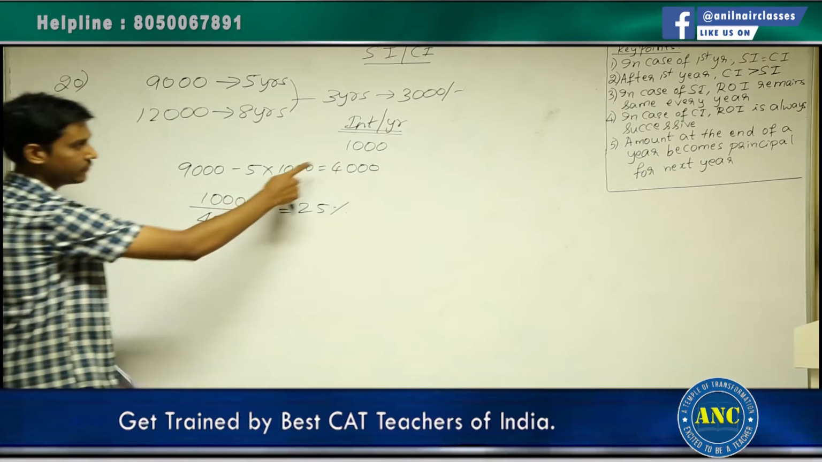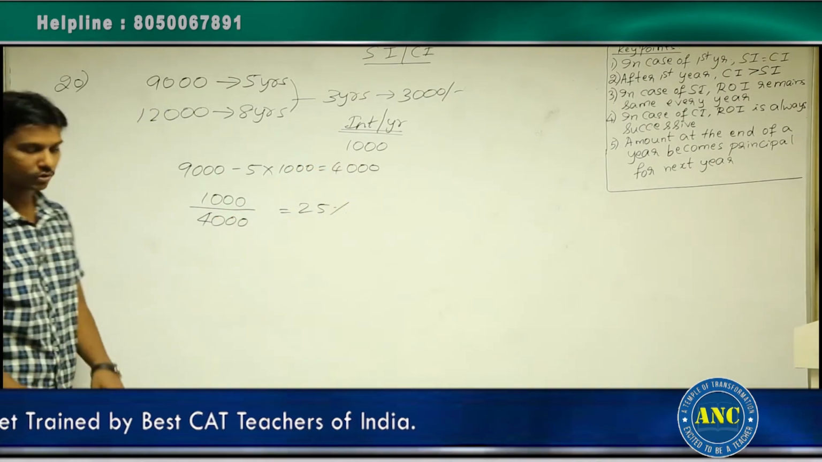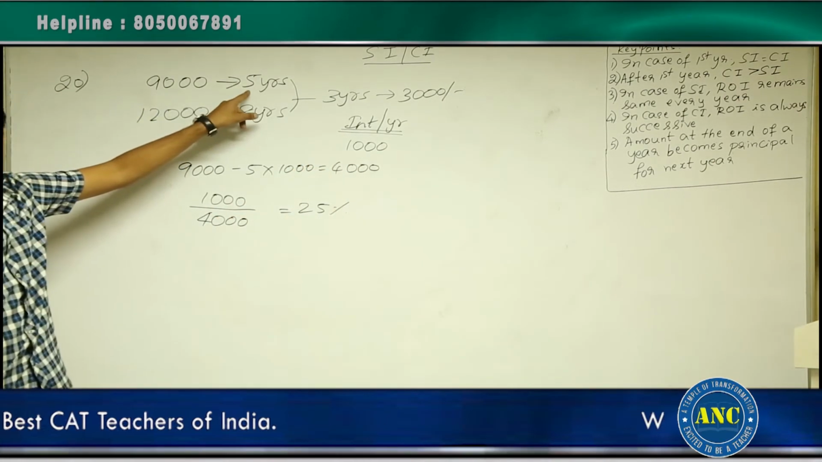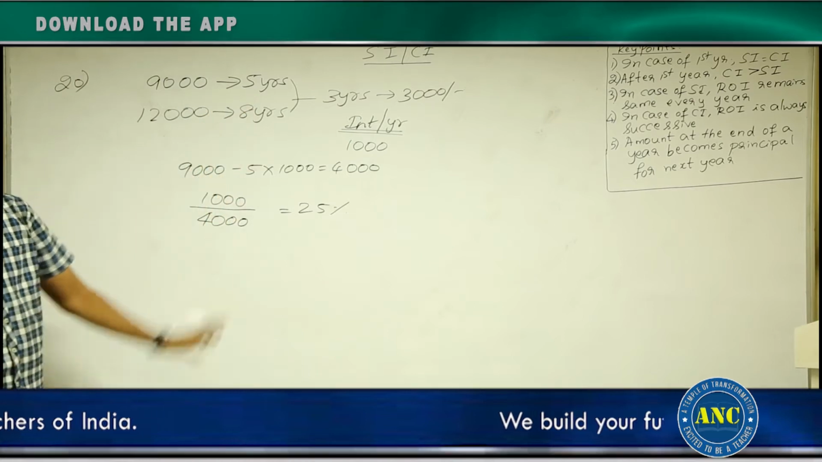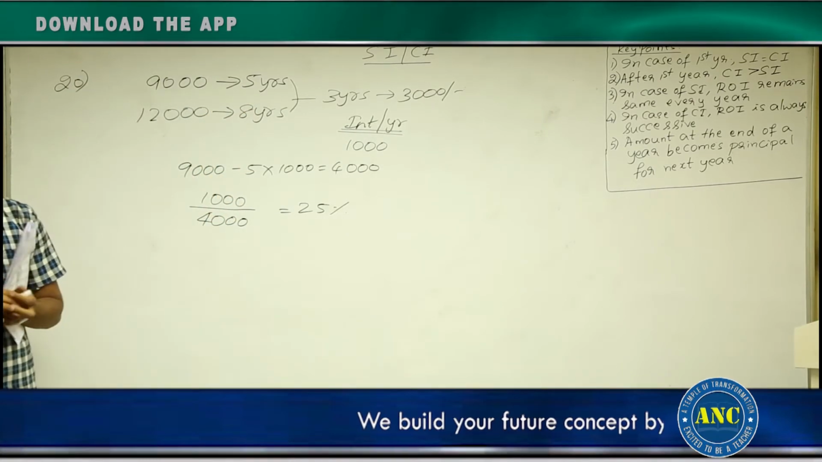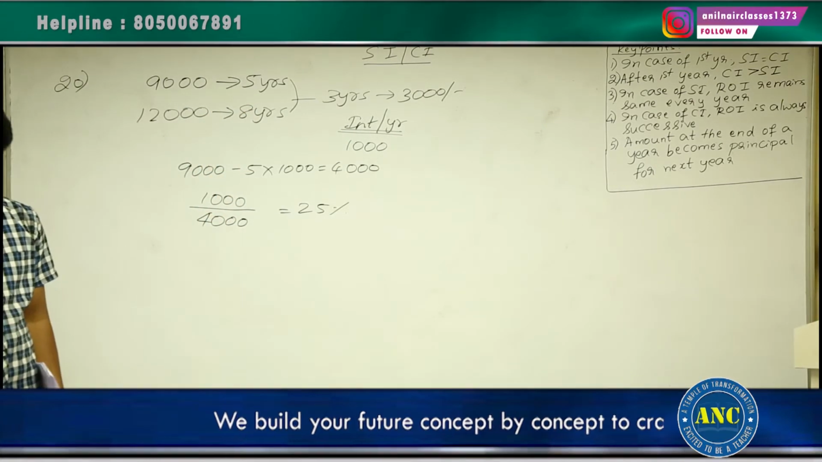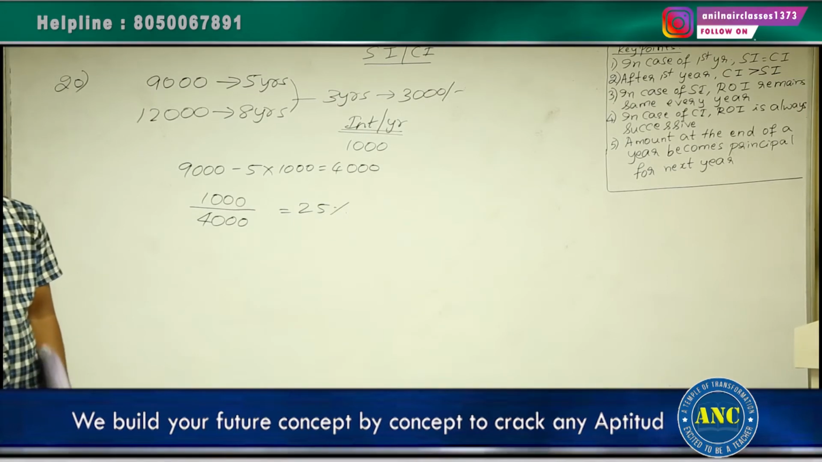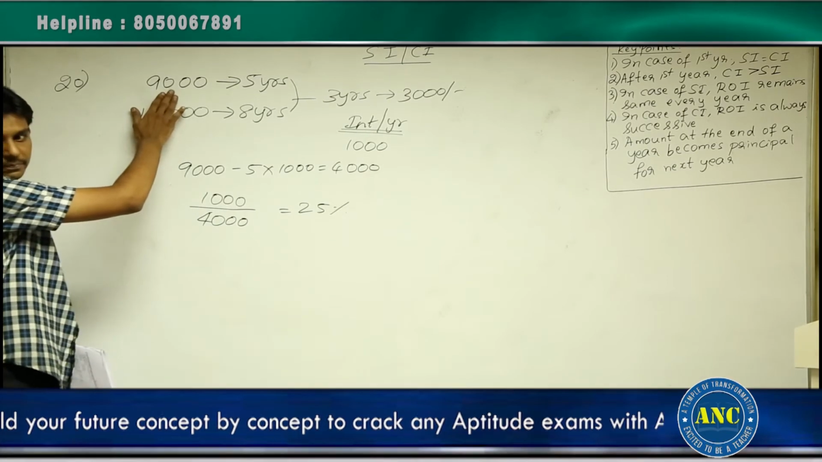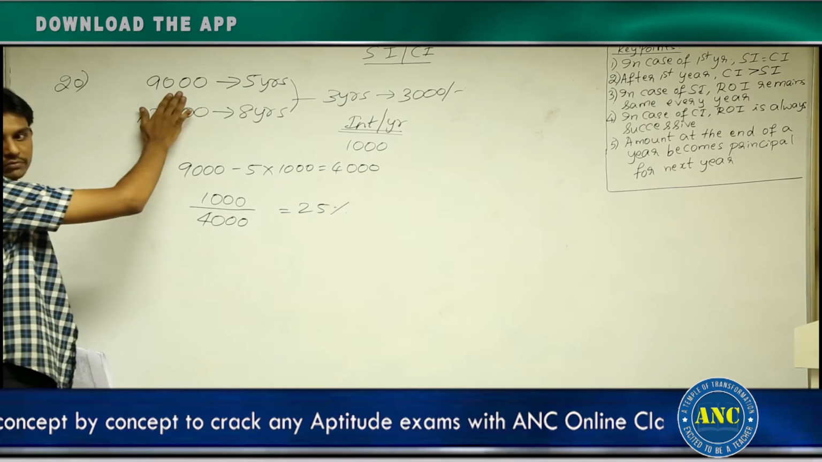5 into 1,000. Every year I am giving you 1,000 rupees extra. Okay? For 5 years I will give like that. So it becomes 5,000 extra. You had some amount in your pocket. I will give you 5,000 extra for 5 years, and it will happen as 9,000. After 5 years you will have 9,000 with you.